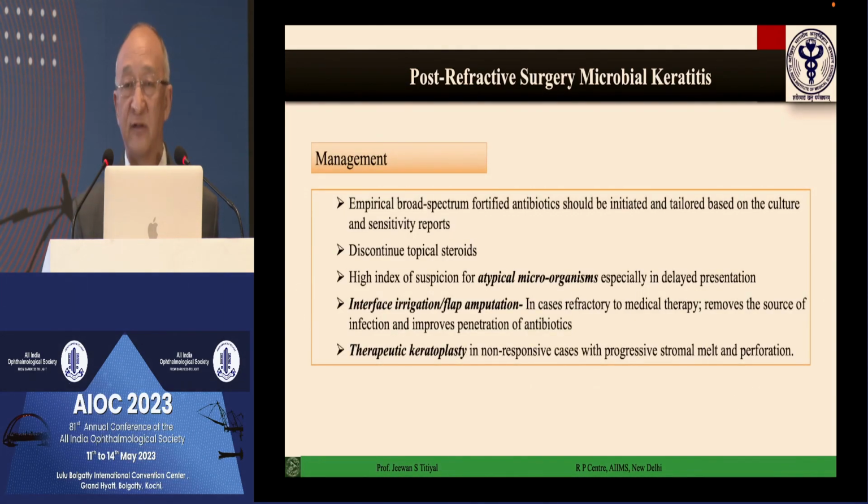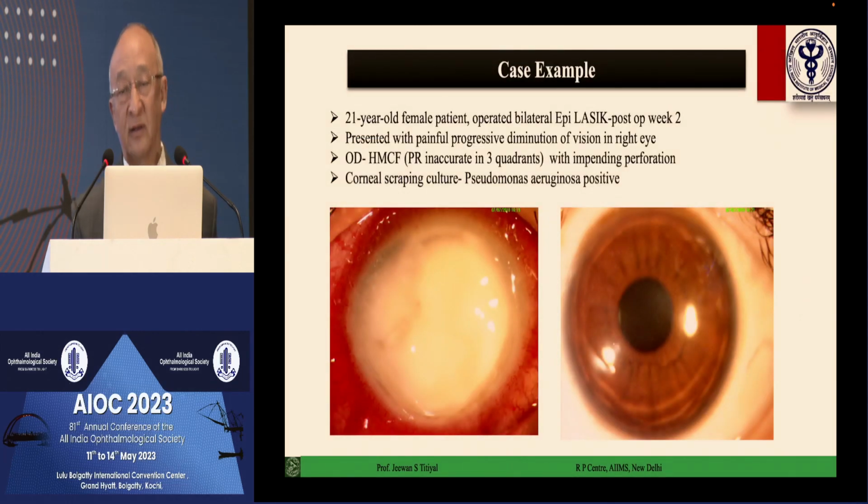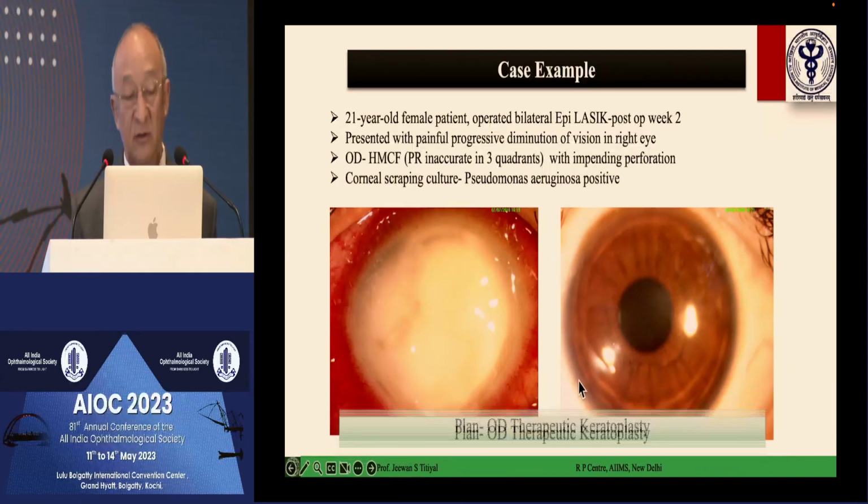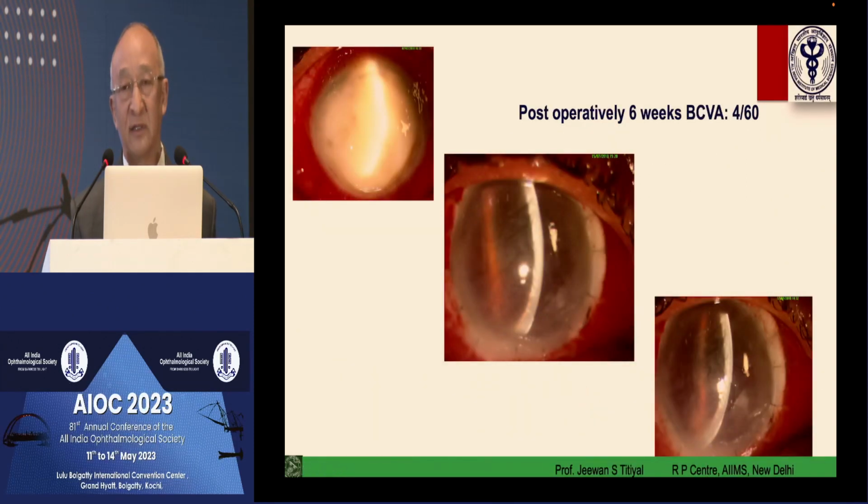Early recognition, early management, if needed flap lifting, flap amputation, scraping, and doing an absolutely good microbiological examination. Don't delay up to the stage where you can't do anything and you have to do a therapeutic keratoplasty. Their outcome can be absolutely not desirable as far as the patient is concerned.